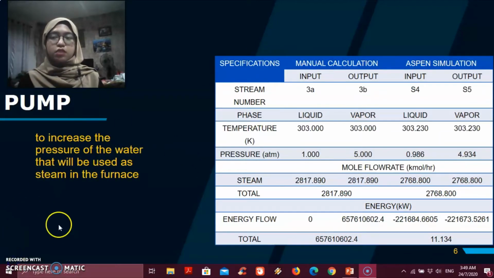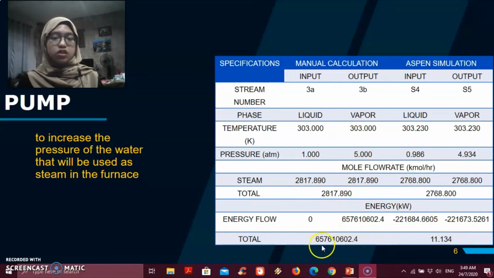Next we will proceed with the pump. The pump is used to increase the pressure of the water that will be used as steam in the furnace. From the table of Aspen comparison, everything is the same except for the pressure. Everything is the same except for the energy flow. As you can see in the energy flow, it has a huge difference.